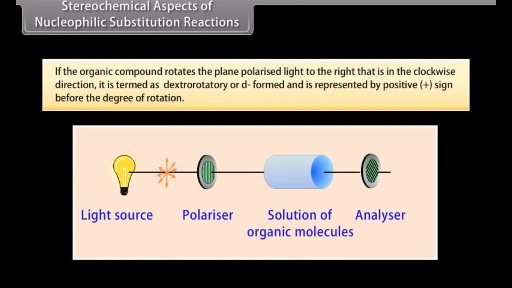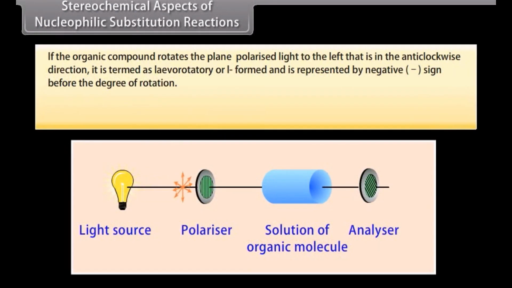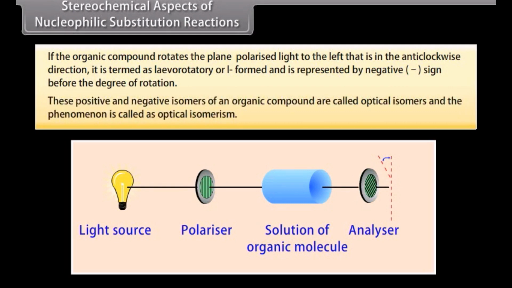If the organic compound rotates the plane polarized light to the right, that is, in the clockwise direction, it is termed dextrorotatory or d-form and is represented by a positive sign before the degree of rotation. If the organic compound rotates the plane polarized light to the left, that is, in the anti-clockwise direction, it is termed levorotatory or l-form and is represented by a negative sign before the degree of rotation. These positive and negative isomers of an organic compound are called optical isomers, and the phenomenon is called optical isomerism.